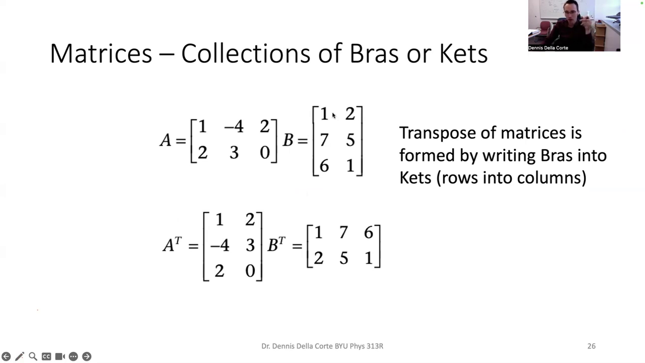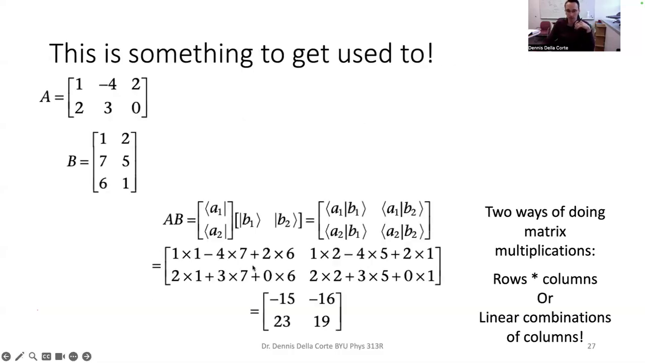Depending on how you look at it, you might also say, actually, I took the 1, 2 row and wrote it as the 1, 2 column, and the 7, 5 row as the 7, 5 column. It's interchangeable how you think about it. The idea is just that you take the rows and make them columns, or you take the columns and make them rows. Just pick what you like to do and do it always, and that way you don't mess things up.